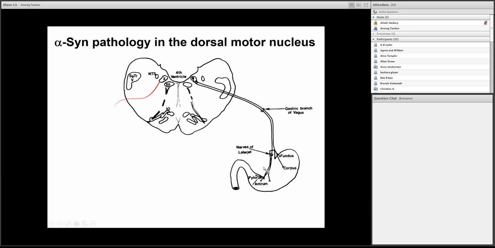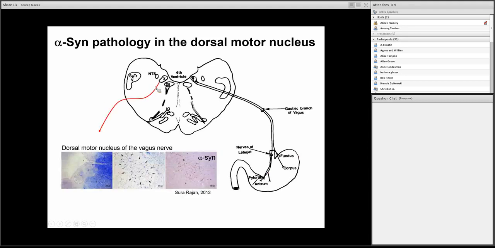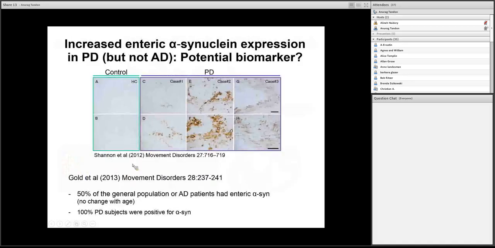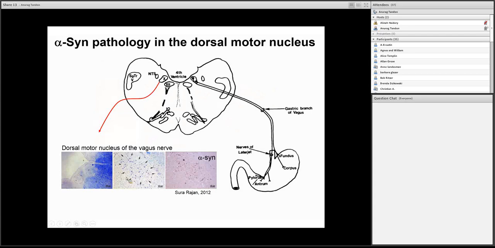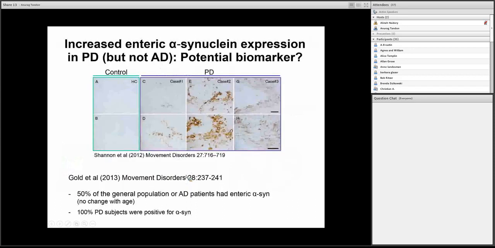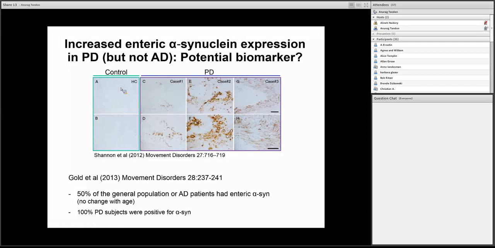Now, if you look at the dorsal motor nucleus in postmortem analysis, there's quite a small area that, when magnified, you can see the appearance of Lewy bodies in Parkinson's disease, and also the accumulation of alpha-synuclein in what looks like Lewy bodies. So very similar to what we would see in the substantia nigra at later stages of the disease.